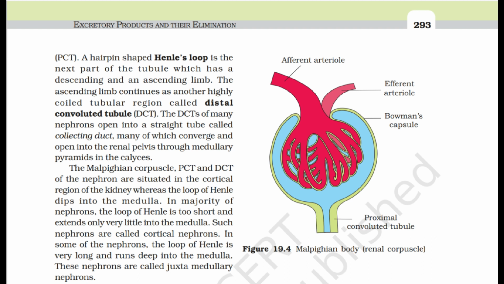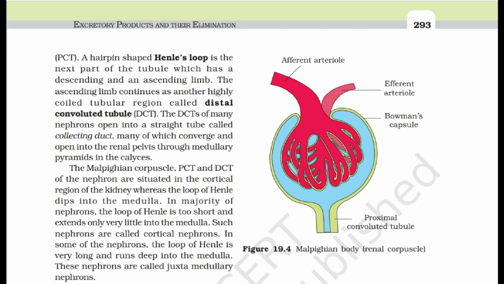The Malpighian corpuscle, PCT and DCT of the nephron are situated in the cortical region of the kidney, whereas the loop of Henle dips into the medulla. In the majority of nephrons, the loop of Henle is too short and extends only very little into the medulla. Such nephrons are called cortical nephrons.